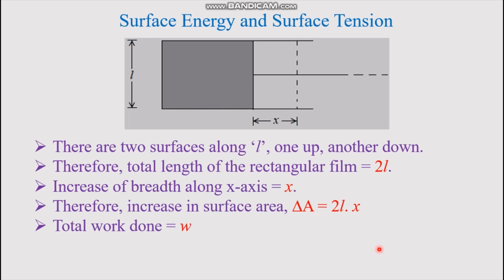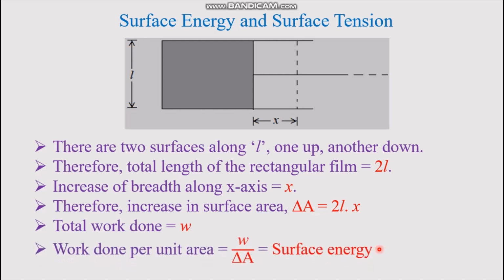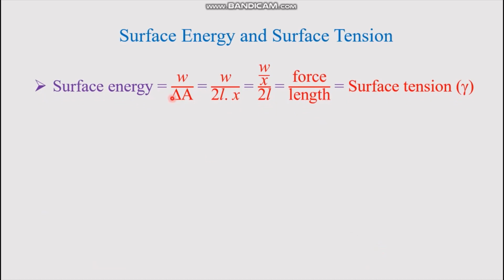And if W is the total work done to perform this, then work done per unit area, according to its definition, is surface energy. Therefore surface energy is W over delta A. Now we have the value of delta A, which is twice L into X. So surface energy is W over twice L into X. Now if you take this X into the denominator of W, then it becomes W by X over twice L. So in the numerator you have W by X, and in the denominator you have twice L.